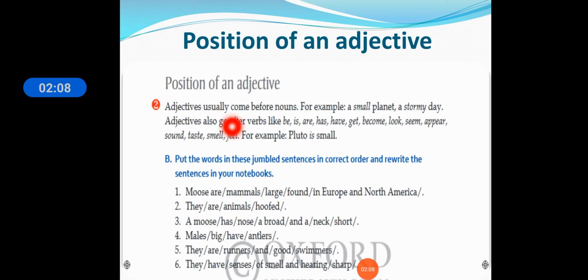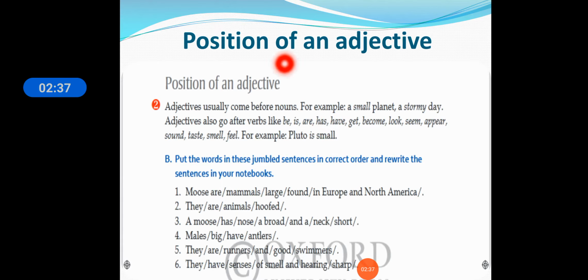Verbs are words like: be, is, are, has, have, get, become, look, seem, appear, sound, taste, smell, feel. So, these are the verbs here. A verb is an action word. For example, Pluto is small. Here, is is a verb, and small is an adjective.